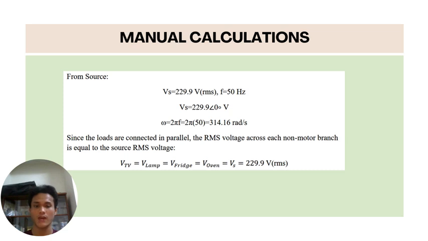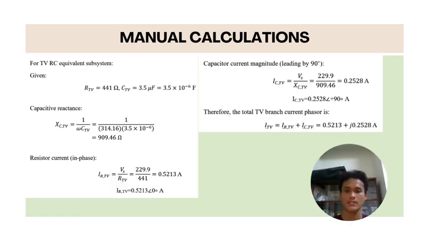From the source, we have Vs equal to 229.9 V RMS at 50 Hz. Since the loads are connected in parallel, the RMS voltage across each non-motor branch is equal to the source RMS voltage, which is 229.9 V RMS. Next, we account for the TV RC equivalent subsystem.